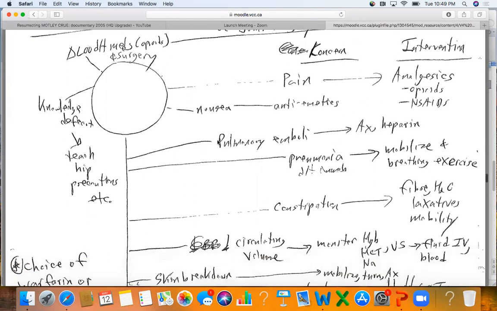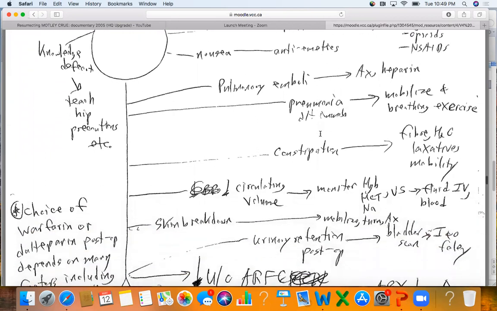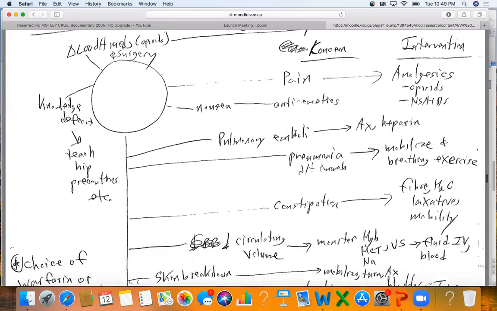Any of your post-op patients are at risk for pulmonary emboli. In fact, though, not sure why it's not mentioned here, but what besides pulmonary emboli are your, especially any patient that's had a fracture of any kind, what are they at greatest risk for?